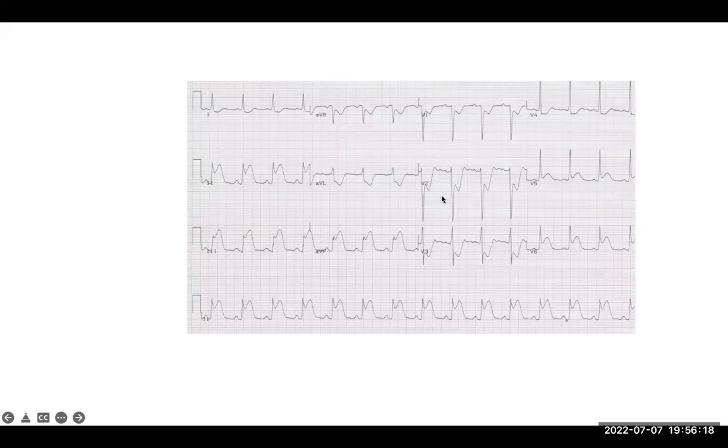So I'll repeat, if you see ST depression in V1, V2, V3, please consider it as posterior acute coronary syndrome until proven otherwise. So when you see such kind of ST depression in V1, V2, please throw your eyes at the inferior leads. And therefore, if you have ST segment elevation in inferior leads, you have 100% assurance that this patient has got posterior ST segment elevation acute coronary syndrome, and you treat them urgently either with thrombolysis or with angioplasty. Okay?